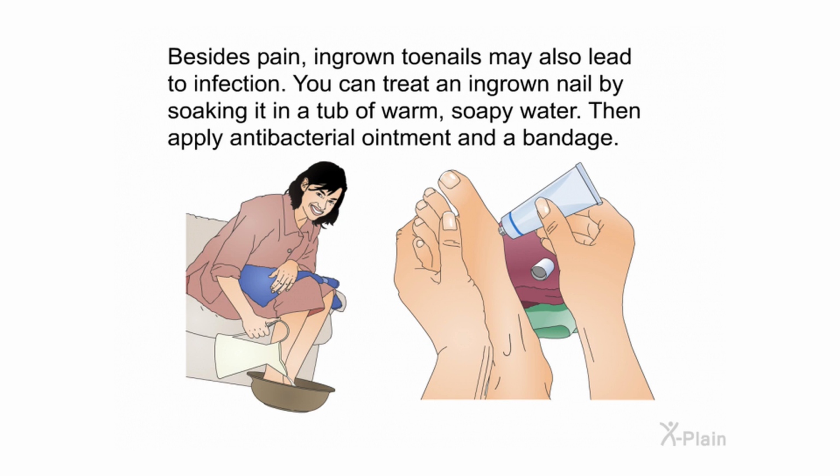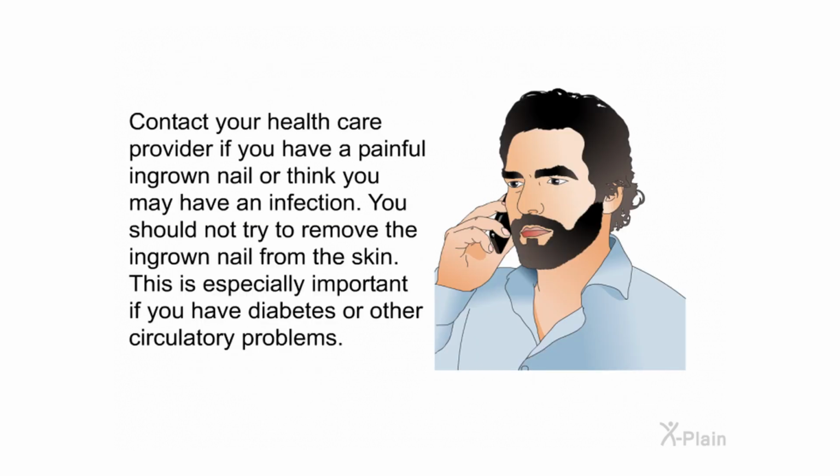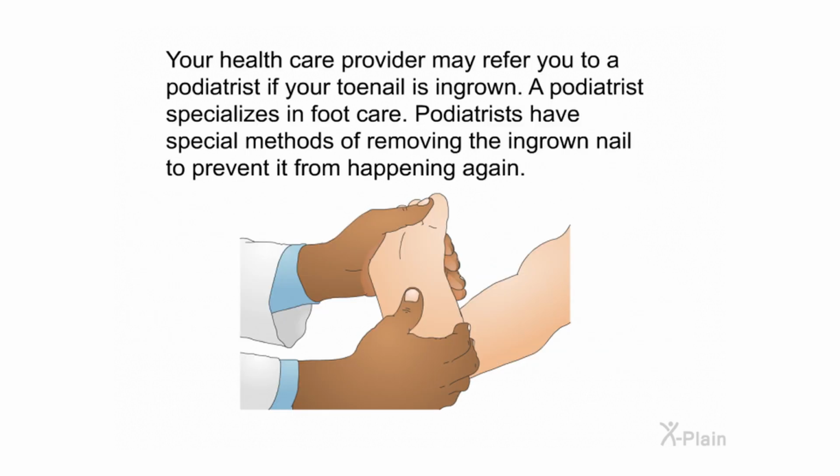You can treat an ingrown nail by soaking it in a tub of warm, soapy water. Then apply antibacterial ointment and a bandage. Contact your healthcare provider if you have a painful ingrown nail or think you may have an infection. You should not try to remove the ingrown nail from the skin. This is especially important if you have diabetes or other circulatory problems. Your healthcare provider may refer you to a podiatrist if your toenail is ingrown. A podiatrist specializes in foot care. Podiatrists have special methods of removing the ingrown nail to prevent it from happening again.